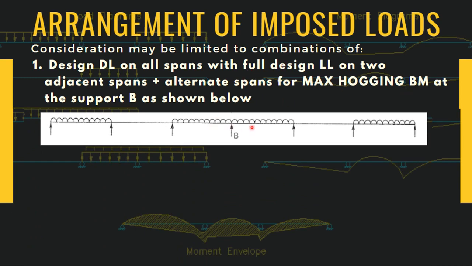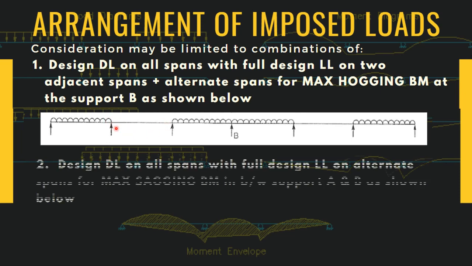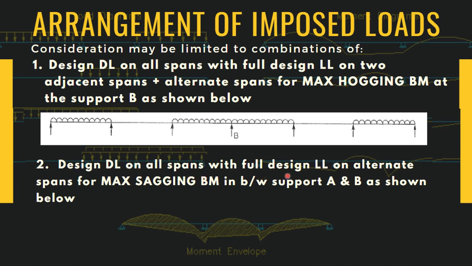The live load has to be placed in such a way that it should be located on two adjacent spans and the alternate spans for the maximum hogging moment at this support B. In case of maximum bending moment in span, that is maximum positive or maximum sagging bending moment in span, the following will be followed. Design dead load on all spans with full design live load on alternate spans for maximum sagging bending moment in between support A and B, as shown below.